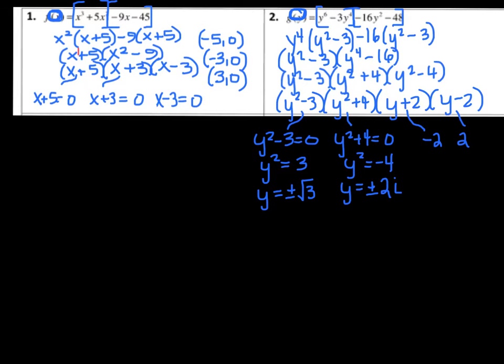So let's count up our solutions. We're supposed to have 6. I have 1, 2, plus 2i is 3, minus 2i is 4, plus root 3 is 5, minus root 3 is 6. These guys right here are imaginary, so we won't see them cross the x-axis. So I will cross the x-axis at plus radical 3, minus radical 3, -2, and +2. And 2 of my solutions will be imaginary.